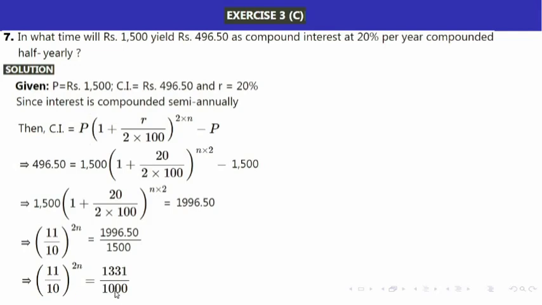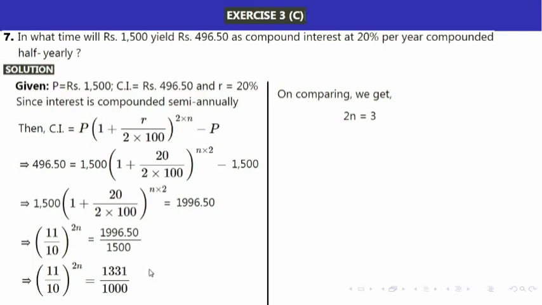This equals 1331 divided by 1000. Now if you factorize this in terms of 11, I'm sorry, I have not written it here. 1331 will be 11 cube, and 1000 can be written as 10 cube. So this can be written as 11 by 10 whole cube.